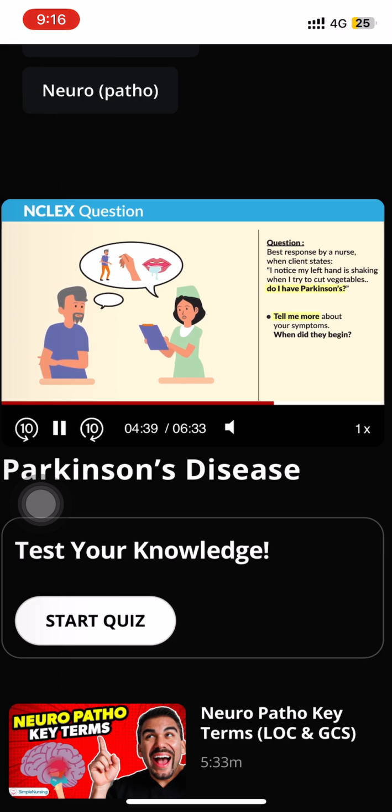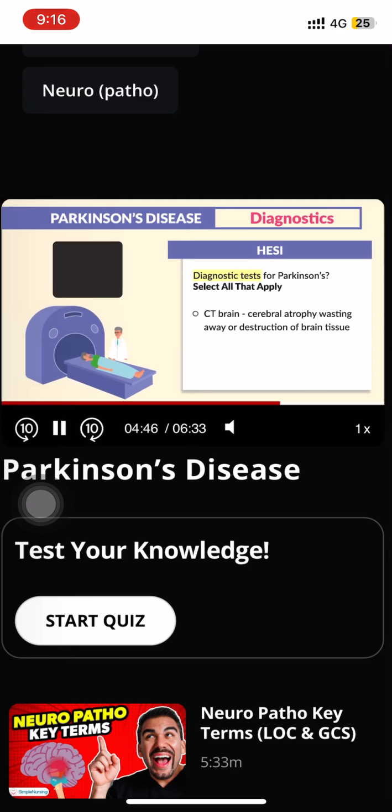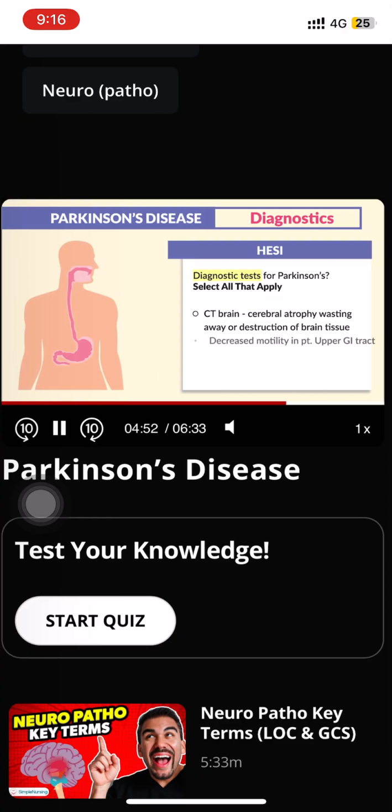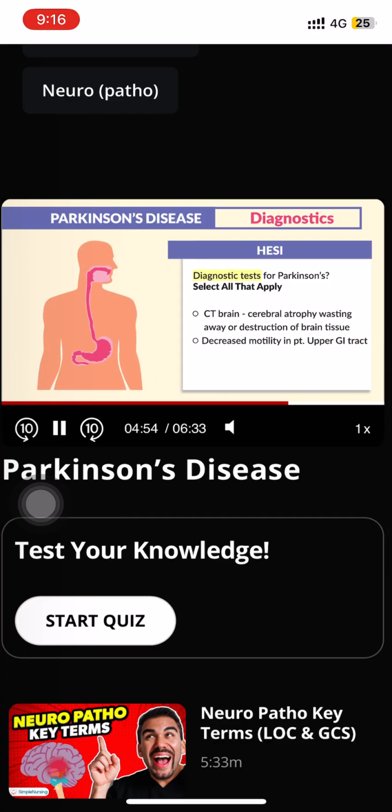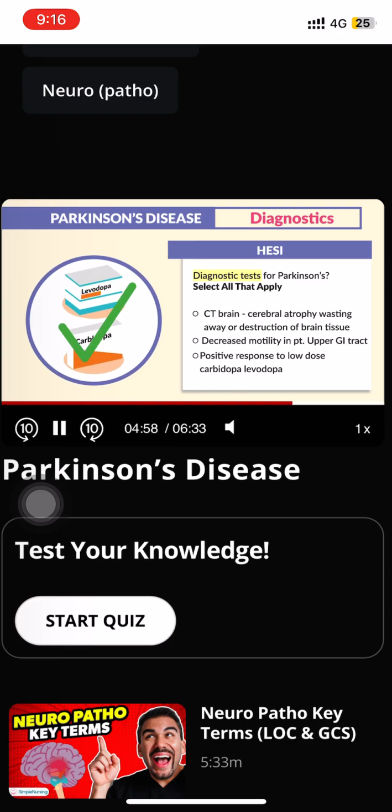Now, as far as diagnostics, Hesse mentions that diagnostic tests for Parkinson's include CT of the brain that will reveal cerebral atrophy, basically wasting away or destruction of brain tissue. Secondly is decreased motility in the upper GI tract. And third, positive response to low-dose carbidopa and levodopa. These are the drugs that leave more dopamine inside the body, but we'll break that down in a moment.